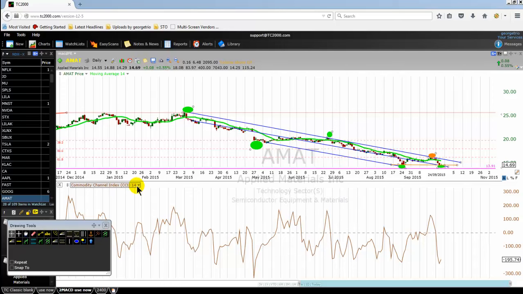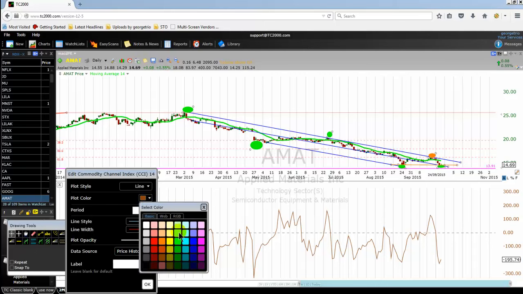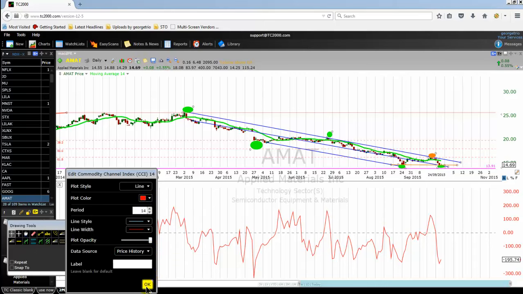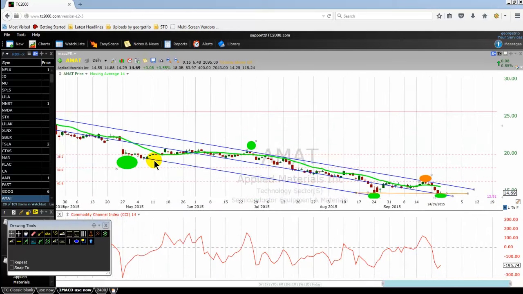Apology to traders, okay? I prefer my CCI to be in red color. That's how I like it all the time. So this is my CCI, period 14. Because my screen was frozen, I had to refresh the computer. So here we are on a daily chart, okay?